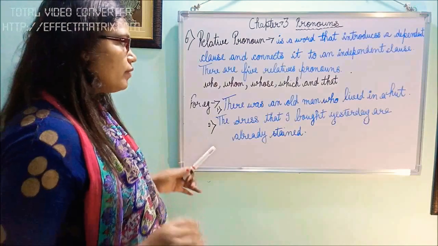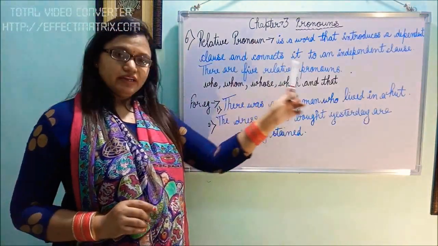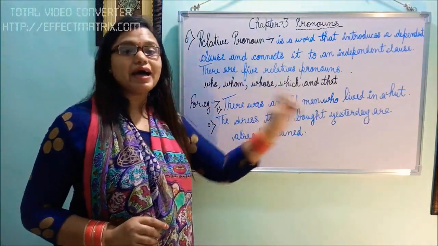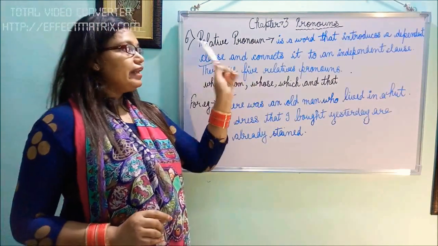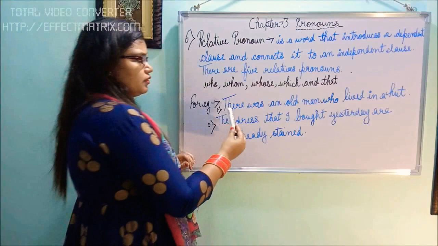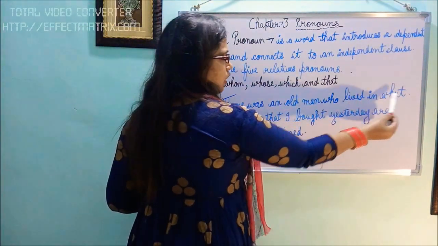Understand? Now here, these are the 5 words which are used as relative pronouns: who, whom, whose, which and that. These are the 5 words we are using as relative pronouns. Understand? See the example here. "There was an old man who lived in a hut."